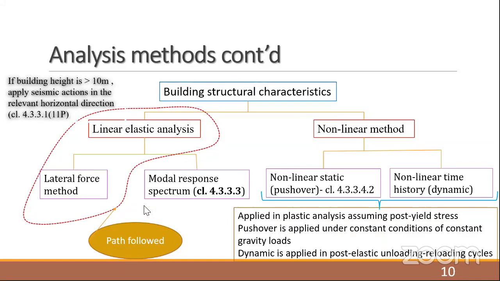Now, as I said, this linear elastic analysis method provides a limitation that the building must be less than 10 meters high. So if you check in clause number 4.3.3.1, under subsection 11P, it provides that if the building has a height of more than 10 meters, the seismic action forces that we are going to get at the end of the day must be applied in a relevant horizontal direction. In other words, we will choose a critical direction to apply the forces. It will not just be applied in any direction in which the earthquake possibly has occurred, but it will take a direction that is relevant and critical in the application.